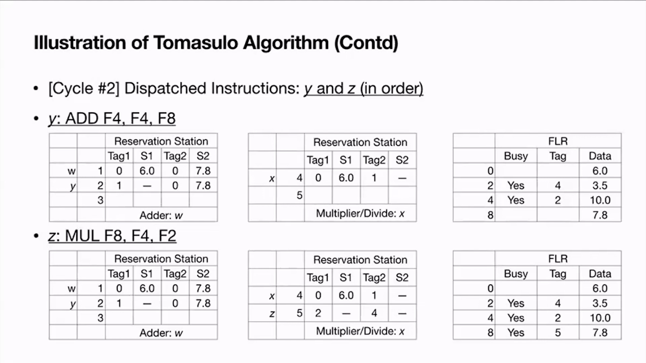number 2. And F2, if I just go to FLR, it says that entry 4 is going to actually produce the value for this F2 register. So we just put that 4. So now after the end of cycle 2, this is the status. The reservation station adder contains 2 add instructions. The reservation station for the multiplier has 2 instructions, and in the floating point register file FLR, 3 registers are going to be updated, and F0 is as it is because we are not changing the F0 value from any of these 4 instructions. Now cycle 3.